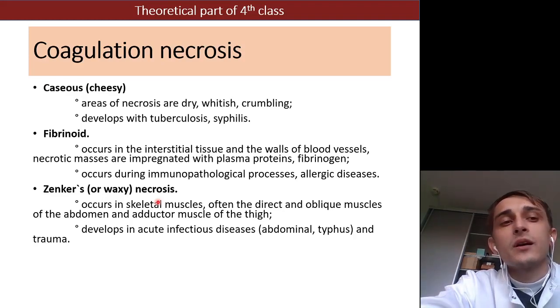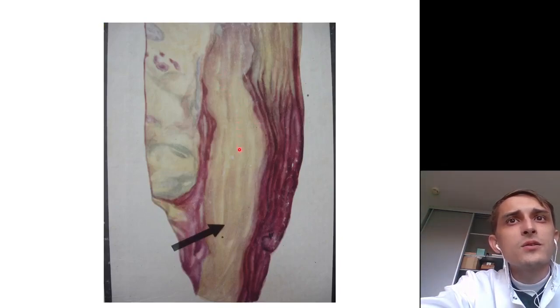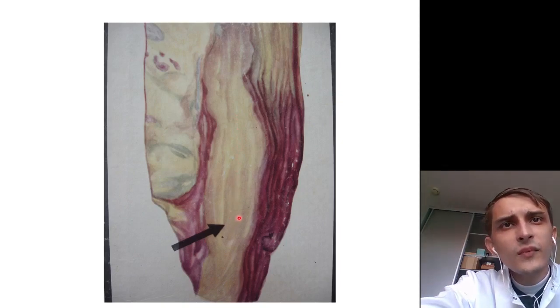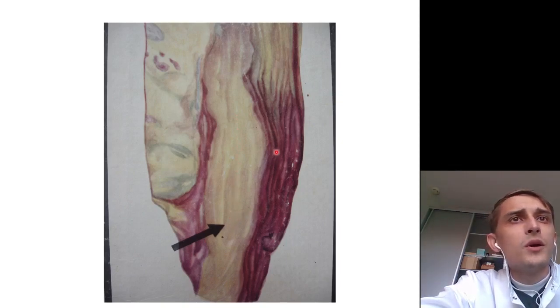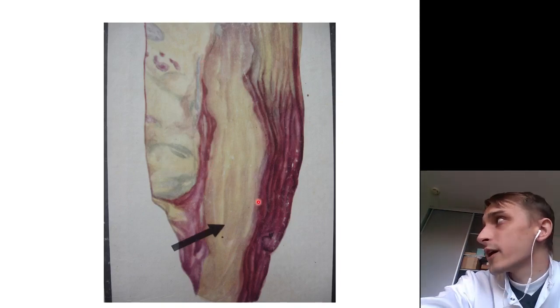Sometimes you will see a picture like that. The muscles of the abdomen are normal. Part of the muscle may look localized here, but in the place of waxy necrosis, we will see a whitish area with a solid consistency and shine.